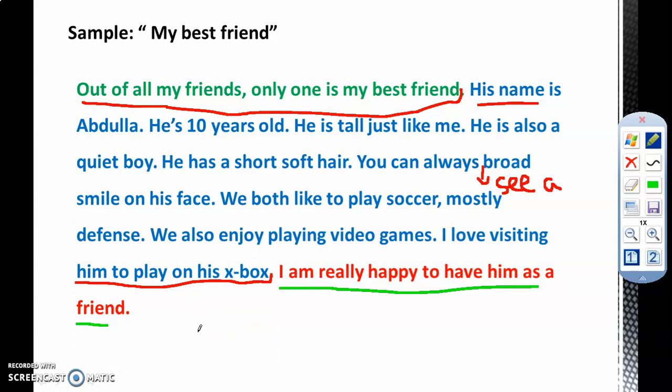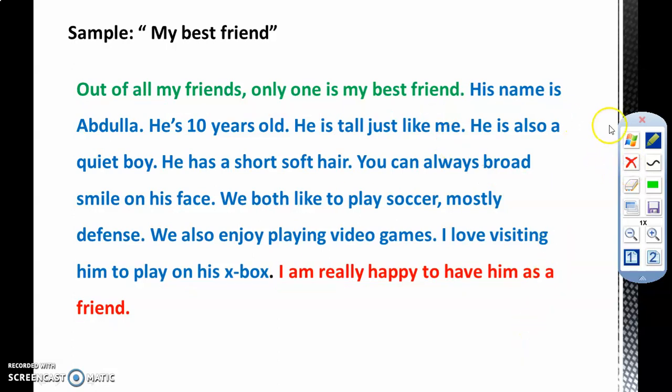Okay, so this is how a good paragraph should be: topic sentence, supporting sentences, and concluding sentence. Of course, at the same time, I am describing. Okay, so this one is a sample, means I gave it to you just to help you understand how your work should be. Let's continue.